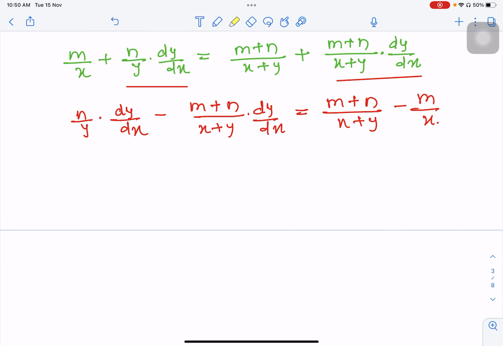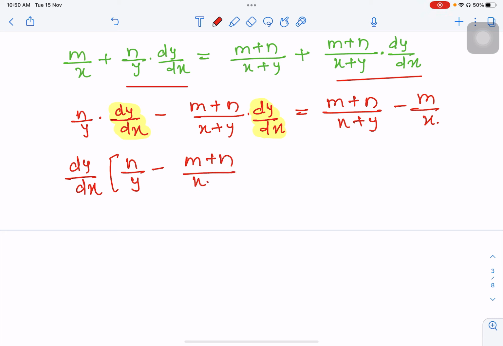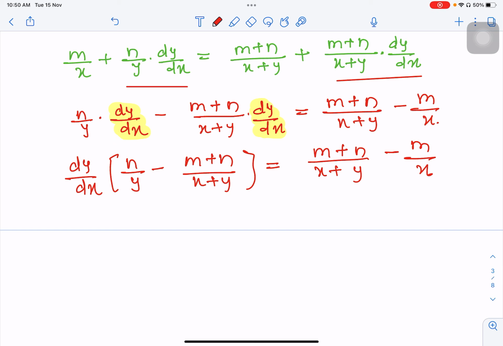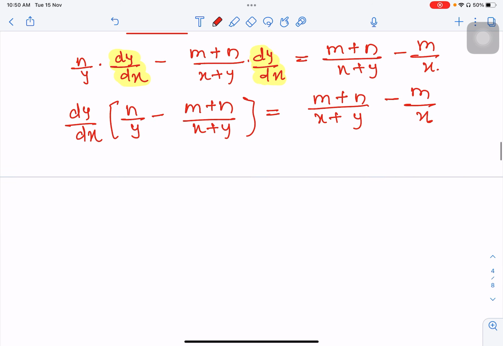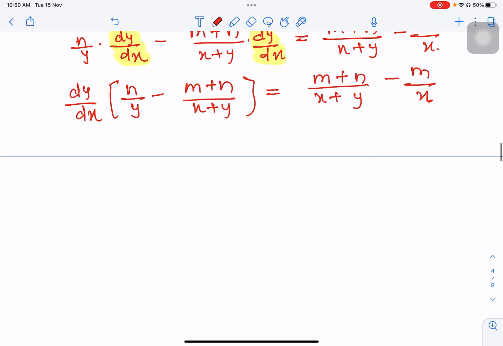Now as you can see, dy by dx is in both the terms, so we can take it common. So we'll take dy by dx common. We'll have n by y minus m plus n over x plus y. We will keep the right hand side as it is for a moment: m plus n over x plus y minus m by x. Now we will solve both sides by the LCM approach or cross multiplication approach.